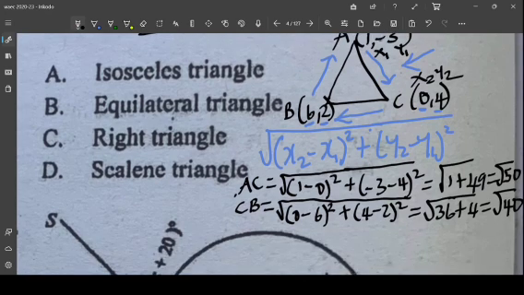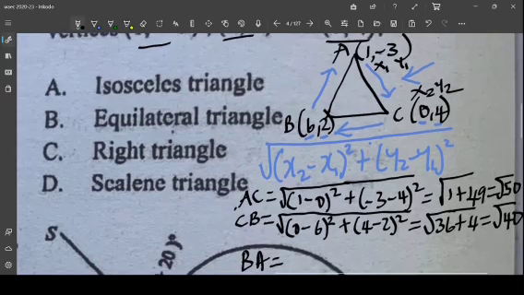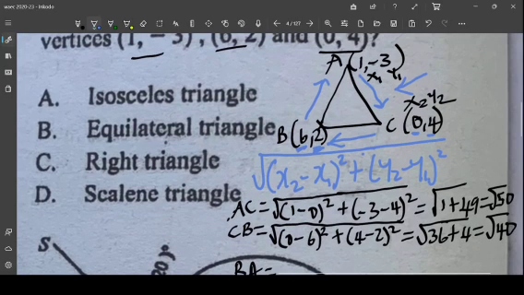We will now move to BA. So we're now going to get the distance BA. Let's look at our BA properly. In this case, we're moving from B to A. So this first value will be my x1, this next value will be my y1, and then for A, this will be my x2 and y2.